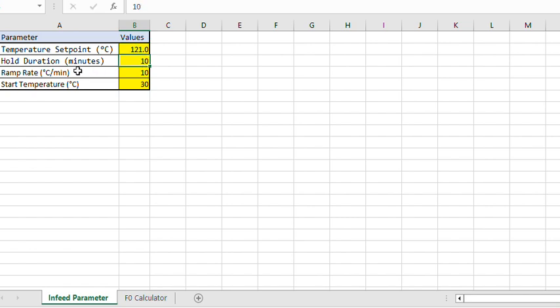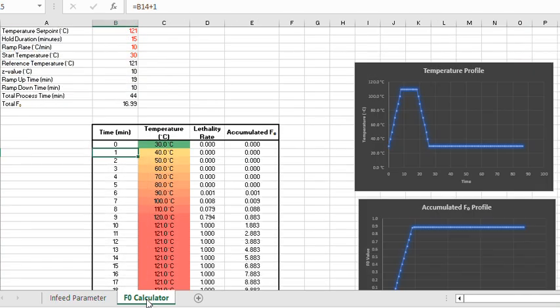Hold duration is the whole time duration of your exposure period. This could be 10 minutes or 15 minutes. You could change a ramp. We consider a ramp of 10 degrees per minute. And the start temperature we consider 30 degrees just for the example, and you could change the set value and you could see the results here.